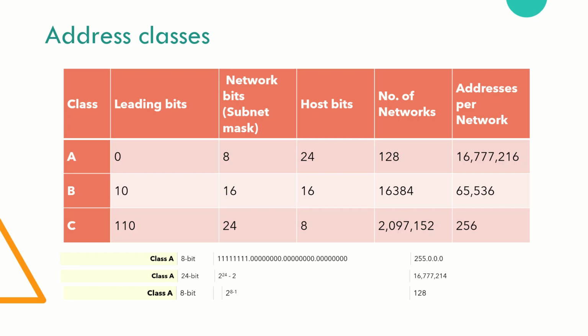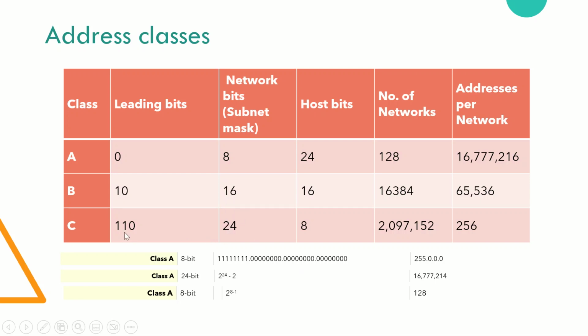For example, you have an example here for address classes. We have three address classes that we can use: class A, B, C. Leading bits for class A is 0, for class B is 10, and for class C is 110. And network bits, how many 1s do we have here? This is 8 for class A. For class B, this is 16, 1s here. And the rest of them is 0 because it belongs to host.